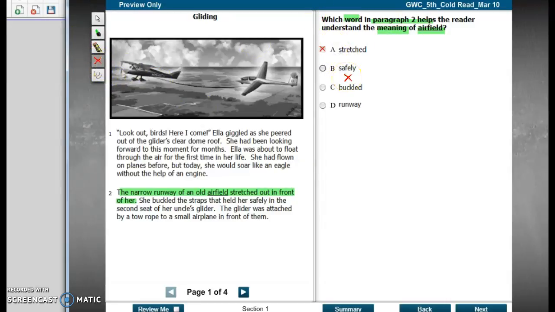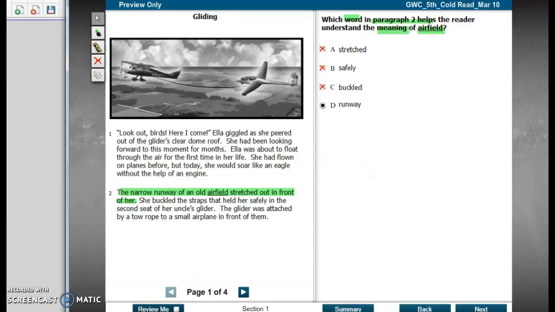Safely, that's not even in the sentence, but let's look after it. It says she buckled the straps that held her safely. That has nothing to do with the meaning of an airfield or like an airport. Buckled, again, you buckle a seatbelt. Runway, a runway is a part of an airfield. It helps us know the meaning, so the correct answer is D.